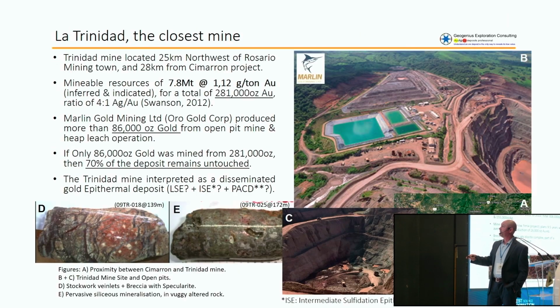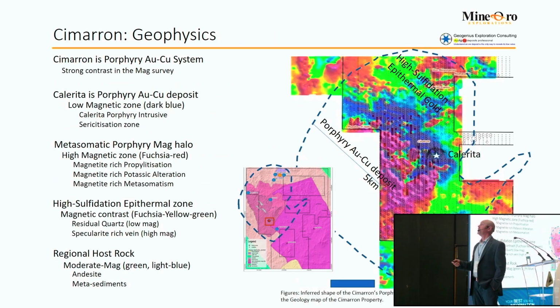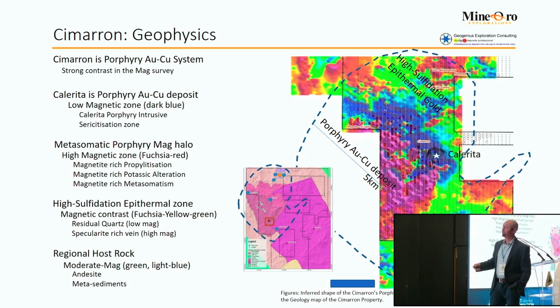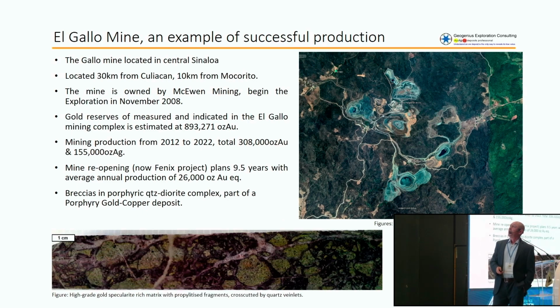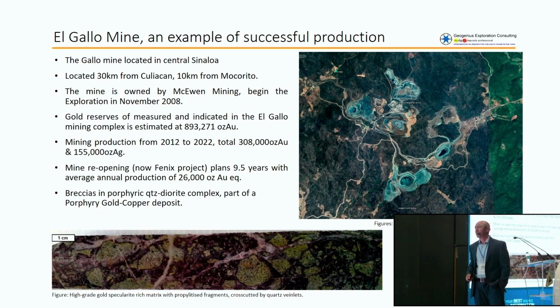Oops. And also we have the little cap above with the potential of high sulfidation zone in that zone. El Gallo is located 200 kilometers to the northwest of the property. It's the biggest porphyry gold deposit, in my opinion, in that region. So we're talking about almost 900,000 ounces per ton.